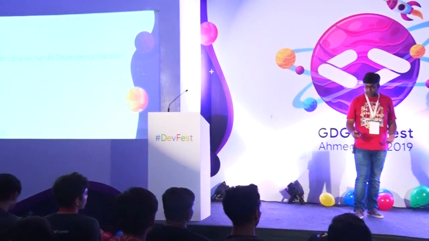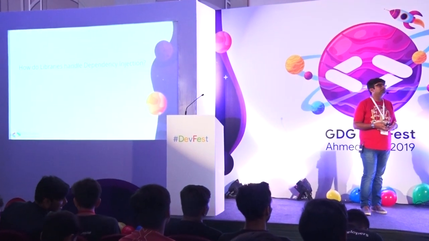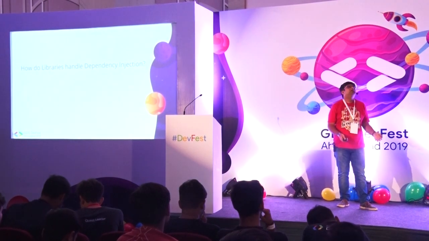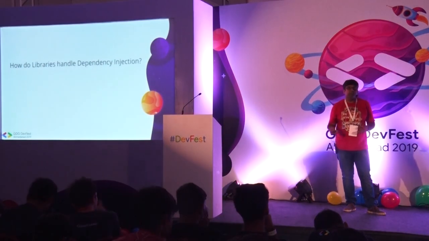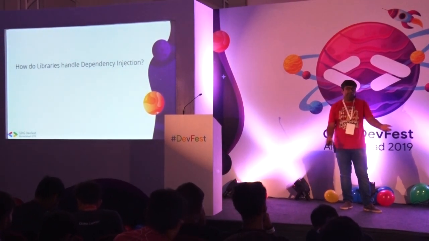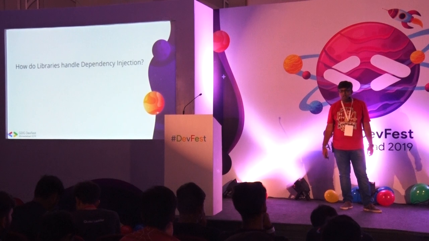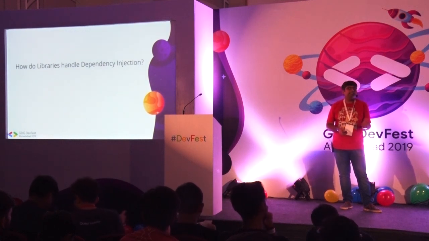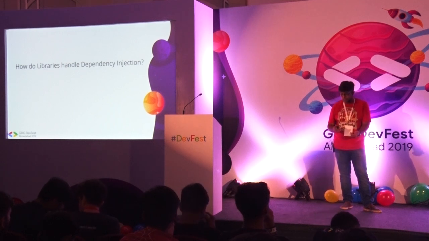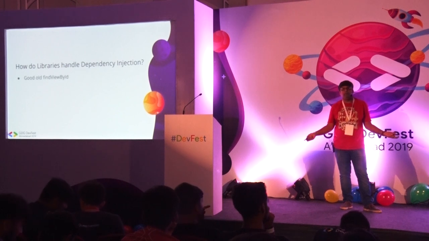How do libraries handle dependency injection? First of all, the only dependency injection which we can use is in UI, because most of it is written by ourselves. We need to handle all the objects on our own. The easiest example to start with would be to use dependency injection in UI. But we can't. So good old find view by ID.